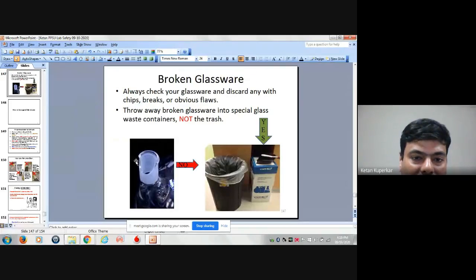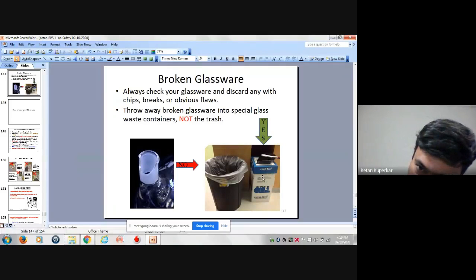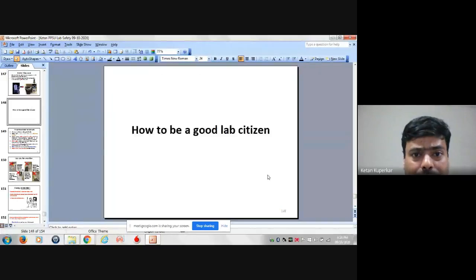Yes, this kind of broken glass, you can see here it is labeled as no. That means you cannot discard it here, but yes, you can discard it in this kind of dustbin. Now, how to be a good lab citizen?